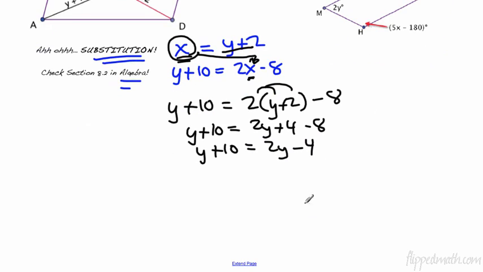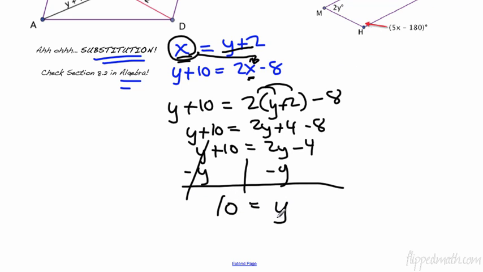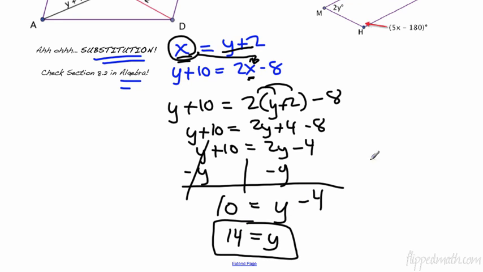Now what? Let's subtract y from each side. Draw a line. They cancel. 10 equals y. 2y minus 1y is 1y. We have minus 4. You add 4 to both sides, and y is 14. Ta-da! Remember that stuff? How do you find x? Go back to the first equation. We have x equals y plus 2. We just found that y is 14, so x equals 14 plus 2, which is 16.